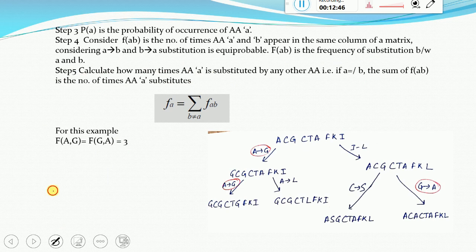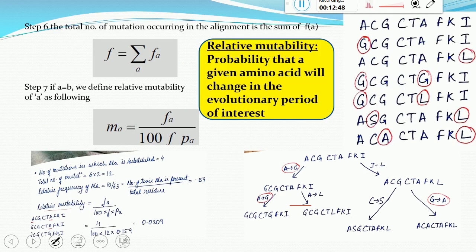Moving further, the next step is to calculate the number of mutations occurring in the alignment, which we will call the sum of FA. In the previous step we calculated FA, which is the sum of FAB. In this step we are calculating F, which is the sum of FA.